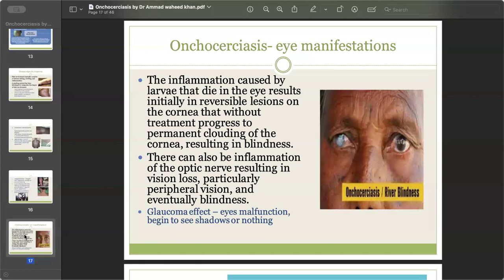Onchocerciasis eye manifestation. The inflammation caused by larvae that die in the eye results initially in reversible lesions on the cornea that, without treatment, progress to permanent clouding of the cornea, resulting in blindness. There can also be inflammation of the optic nerve resulting in vision loss, particularly peripheral vision, and eventually blindness. Glaucoma affects the eyes; patients begin to see shadows or nothing.